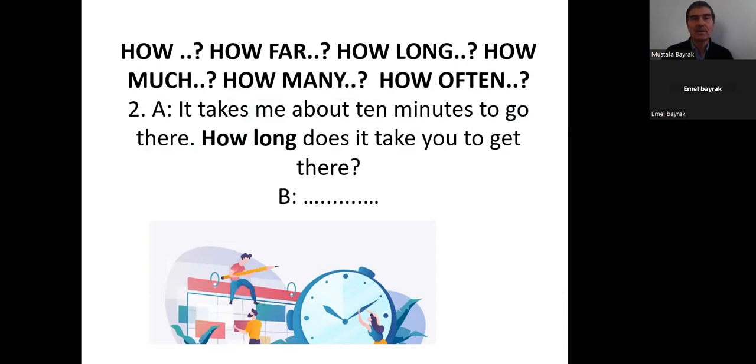So let's, for example, try to build our English by using those question words. How, for example, how far, how long, how much, how many, how often. Dialogue 2. Takes me about 10 minutes to go there. How long does it take you to get there or to go there?